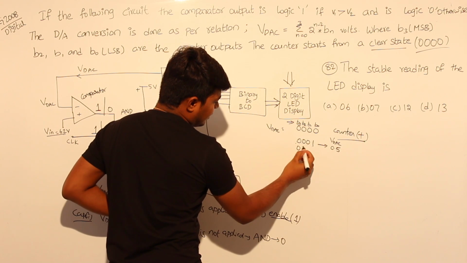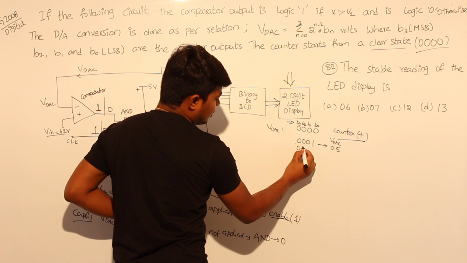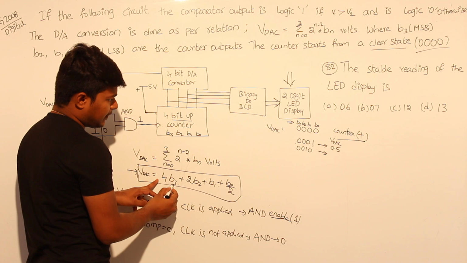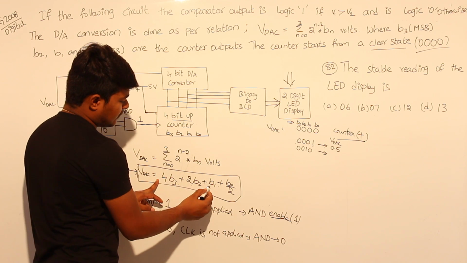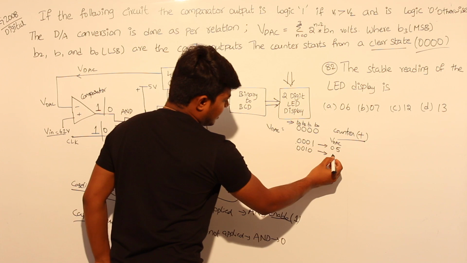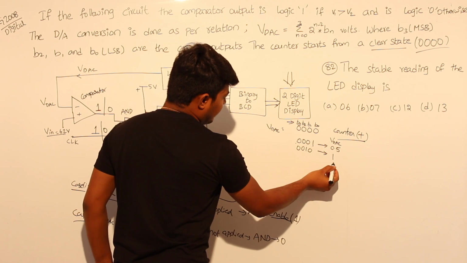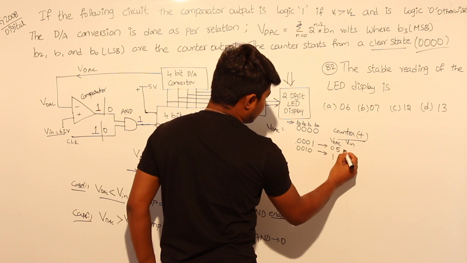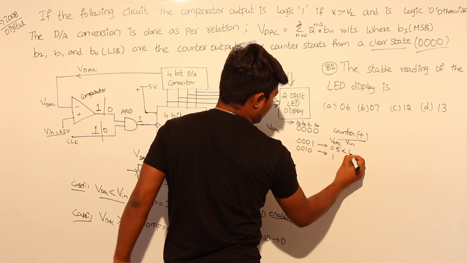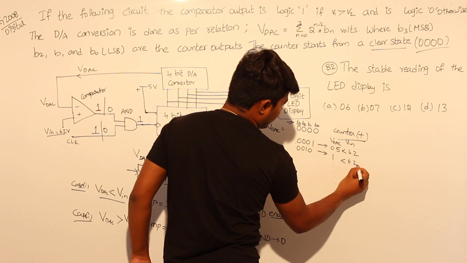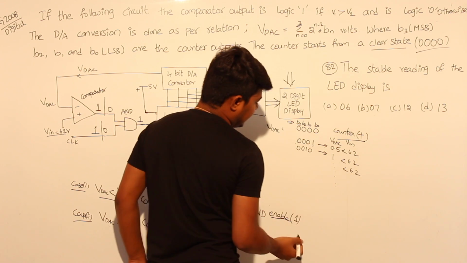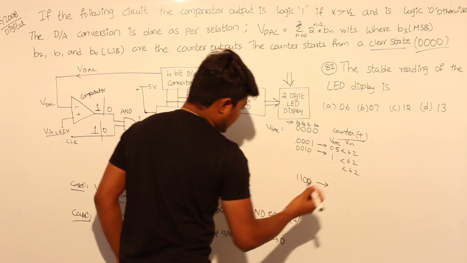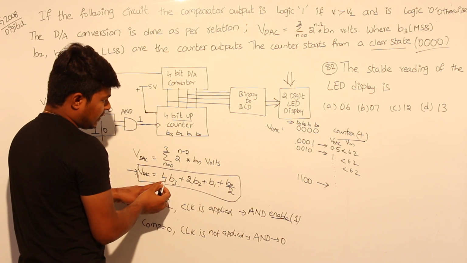Now for the second step, the counter will be incremented to 0, 0, 1, 0. This will be 4 into 0 plus 2 into 0 plus 1 plus 0, so it will be 1. Likewise, VDAC keeps on incrementing, whereas Vin will be constant. This will be less than Vin, which is 6.2 volts, until it reaches a point where the input is 1100.